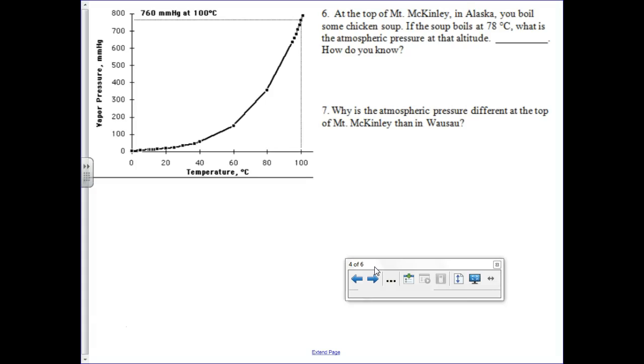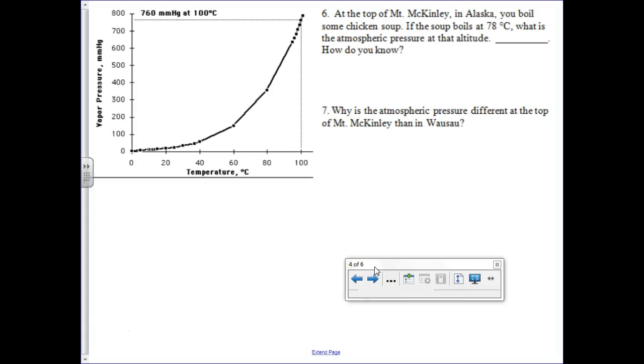It's around 300. Okay? How did they get that? You use the graph, right? So here's the definition of boiling. Boiling is when the vapor pressure and the atmospheric pressure are equal. This graph is showing us temperature and vapor pressure. So if we trace over where the temp is 78, and we find out what the vapor pressure is, it's a little above 300, 300-ish.